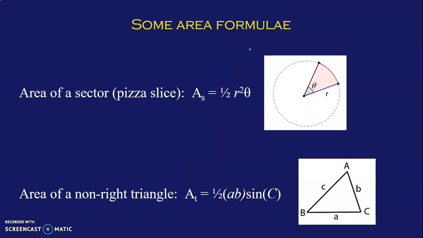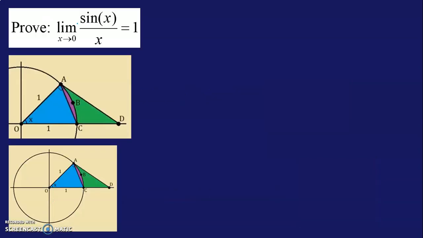All right. So here are some area formulas that we'll be using in the proof that's coming up. So if I want to find the area of a sector, it's 1/2 times the radius squared times the angle. And if I want to find the area of a triangle that is not a right triangle, it's 1/2 times a times b times sine of the angle in between them. So if I want to prove that the limit as x approaches 0 of sine of x divided by x is equal to 1, I can use those two area formulas along with the squeeze theorem. I'm going to show you guys that in a second.